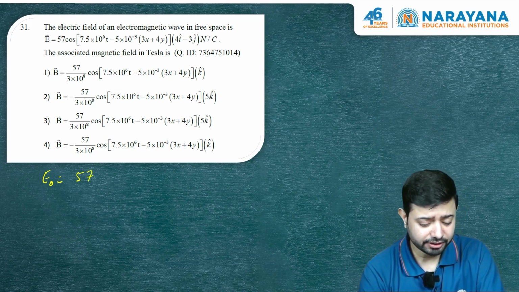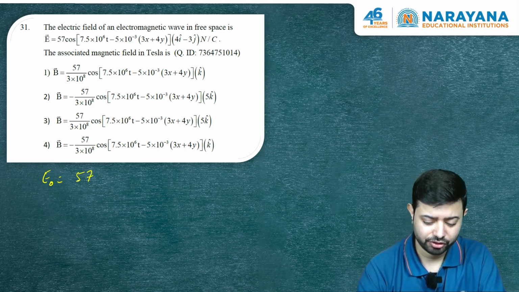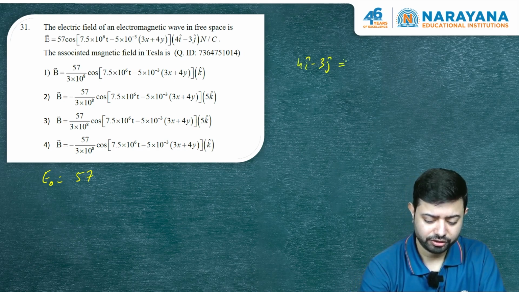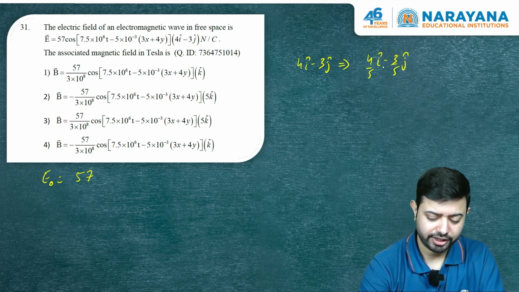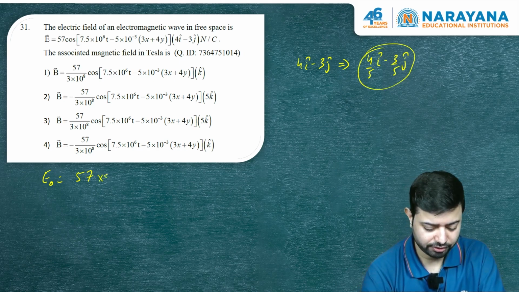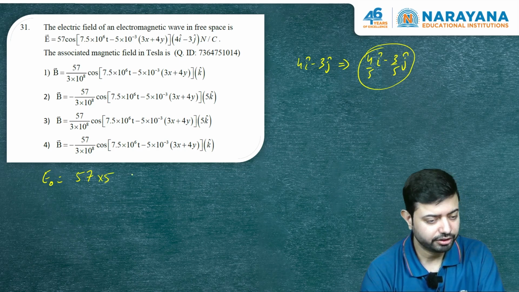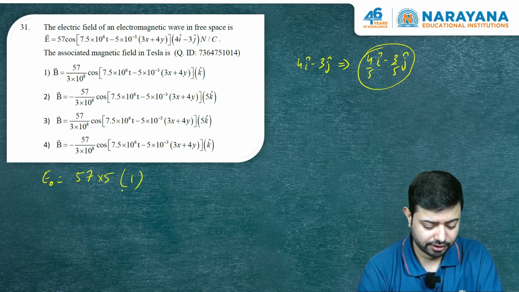What is the unit vector? If I convert it into a unit vector, I have to multiply and divide by 5. To write 4 i cap minus 3 j cap, what is the unit vector in that direction? It will be 4 by 5 i cap minus 3 by 5 j cap. So to get this format, you have to multiply and divide by 5. So I will do 57 into 5, and then my unit vector will be there, whose magnitude is 1. So this is going to be the E naught.